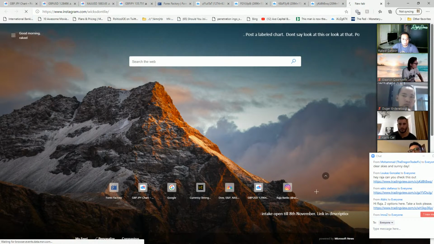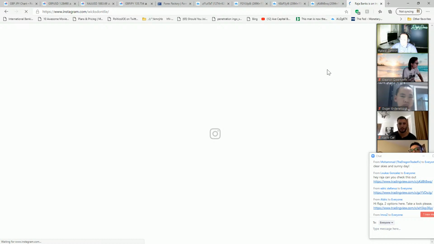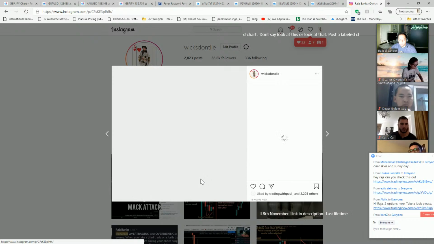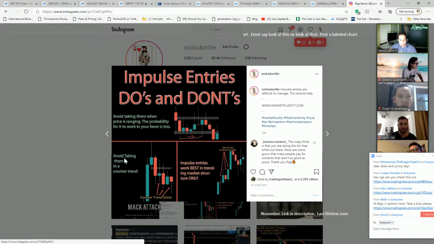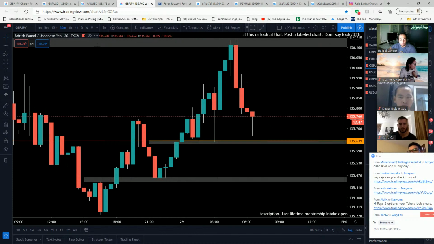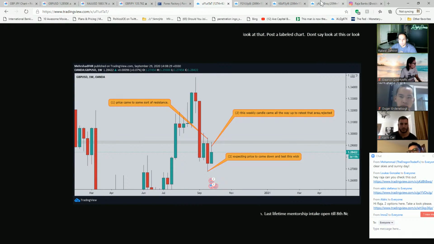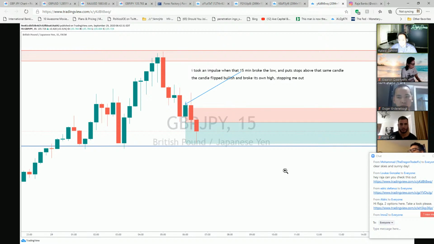because you did not follow the rules of impulse entries, and I think when you're new, impulse entries should not be taken. And if you take a look at this over here, this says avoid taking them in a counter trend. So counter trend is this, right? So if we look at GJ right over here, price was trending bullish. So you tried taking an impulse entry in a counter trend and you paid the price. Let's take a look at the next chart over here.